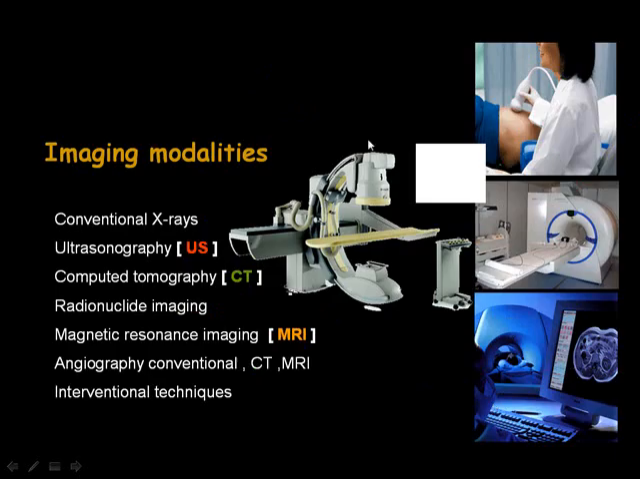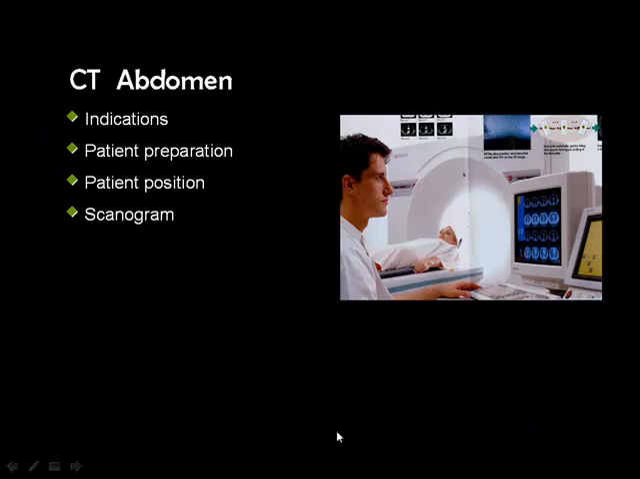You know that we have many imaging modalities for examination of the abdomen, and the most commonly used are the ultrasound and CT scan, less commonly the MRI and other techniques. We used to deal with any part to be examined by CT in four aspects. The first one, why do we examine this part by CT? How can we prepare the patient for this examination? How can we produce the images, and how can we interpret the images?